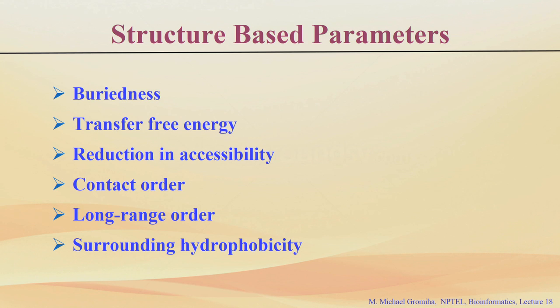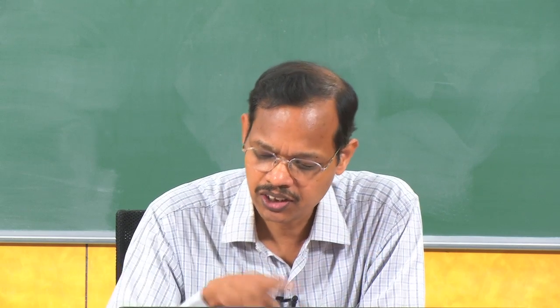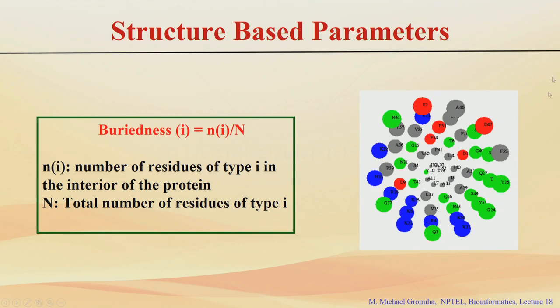Buriedness will tell you the tendency of each amino acid residue to be located in the interior of the protein. If you see this figure, this is the ASA view of a particular protein. You can see some residues which prefer to be in the interior of the protein, and some residues which are at the surface. So, you take a set of proteins and see whether there is any preference for residues to be located in the interior of the protein. That will give you the buriedness index of any residue.